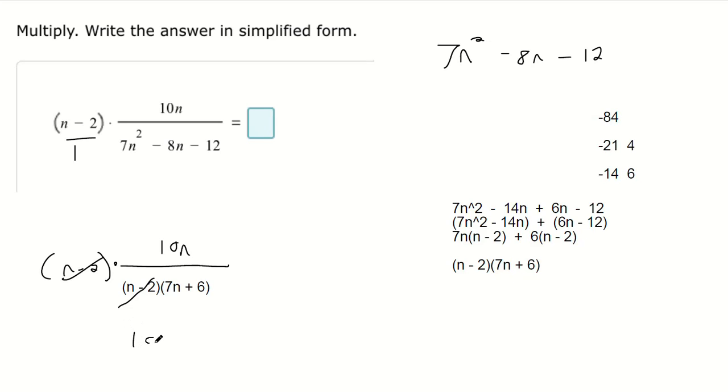Okay, so that gives us 10n up top and 7n plus 6 in the bottom. And so that's the simplest form. There's nothing else we can cancel.